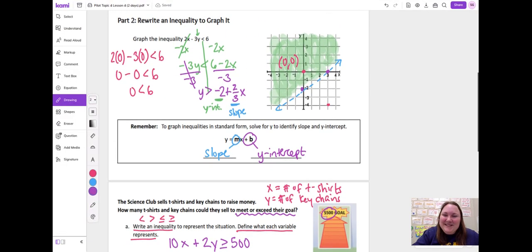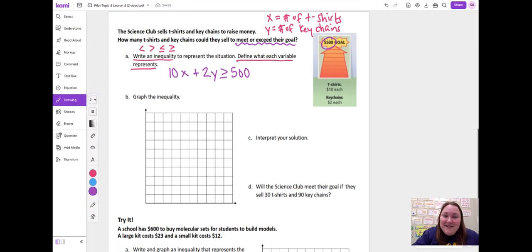It's the same thing we did up here. We're going to have to solve for y. So again, pause the video, solve this inequality for y, and then come back to check your answer.